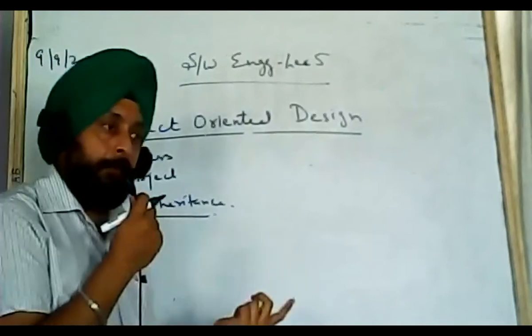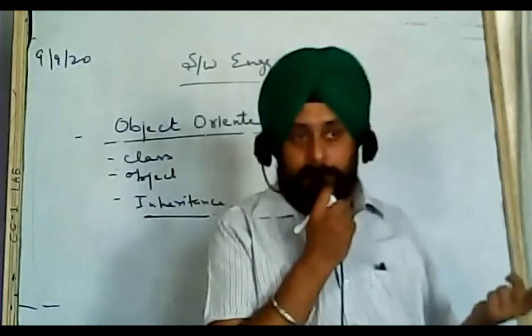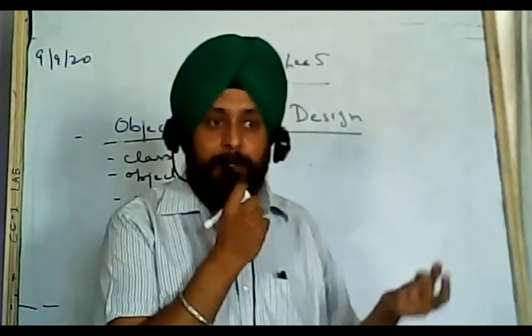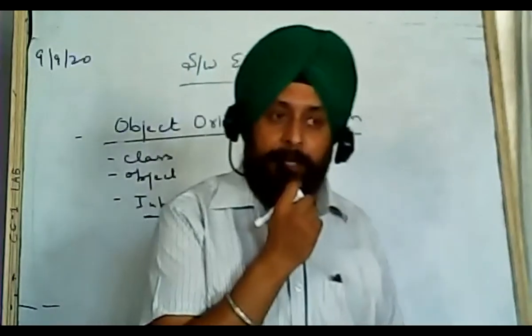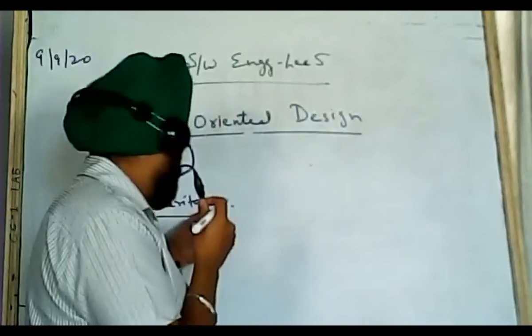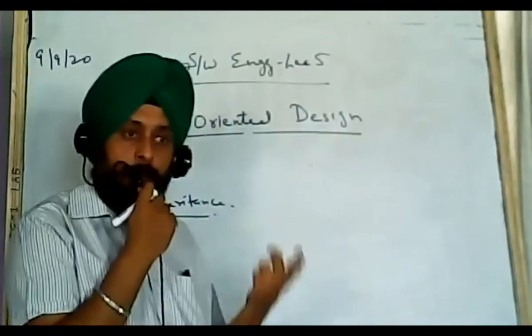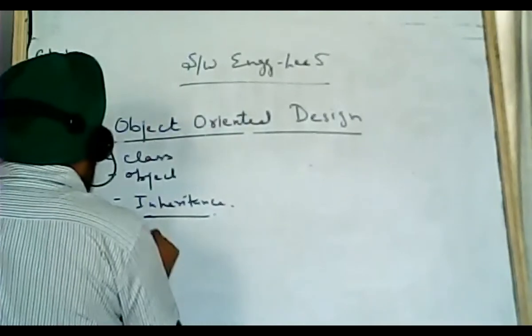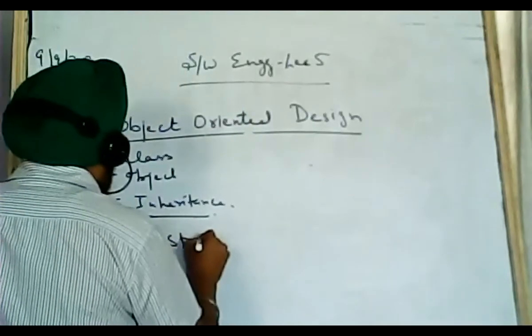You have done many types of inheritance: single inheritance, multiple inheritance, multi-level inheritance, hybrid, hierarchical. These are the different types of inheritance that you have already covered in your books. So inheritance is one of the concepts of the class. Then there is the concept of abstraction.